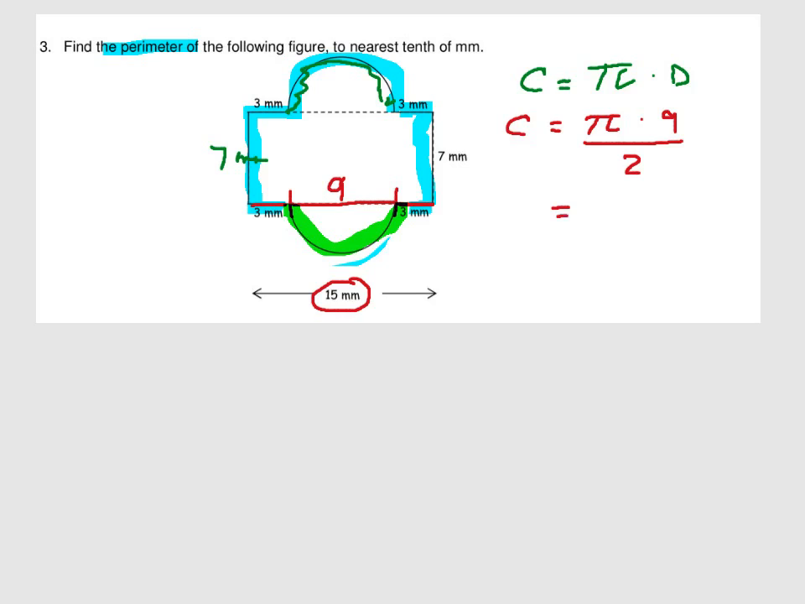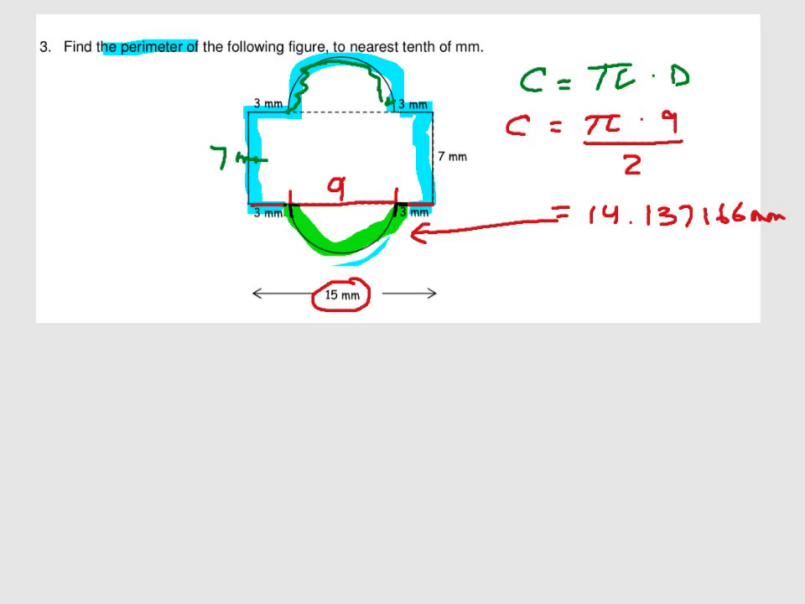So I strongly encourage all this to happen on your calculator in one step. 9 multiplied by pi, and then divide it by 2, and then look at what you have left. So it's 14.137, and then carry on with some more digits so you don't make the classic mistake of rounding too early. That's the screen.